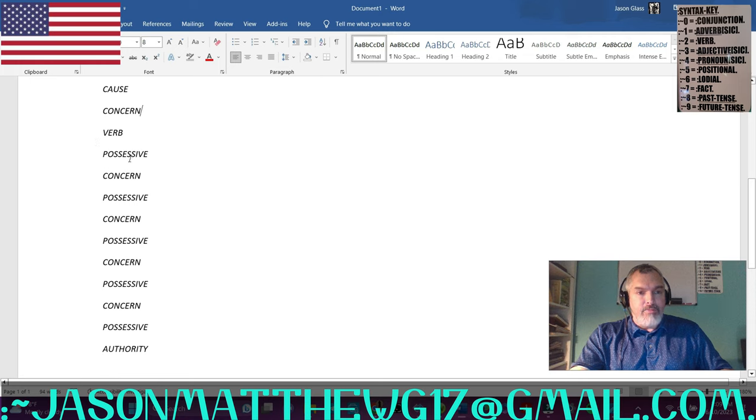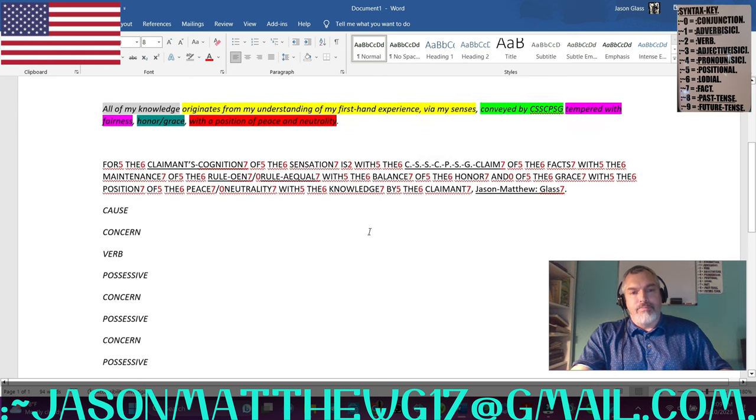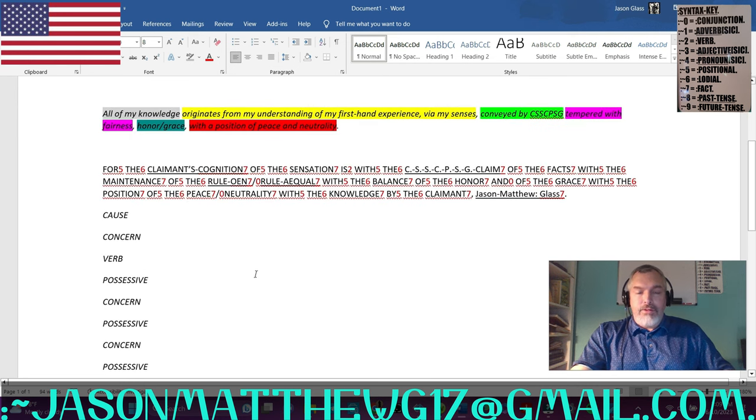And here it is mapped out. Cause, concern, verb, possessive, concern, possessive, concern, possessive, concern, possessive, concern, possessive, authority. For the facts, of the facts, are, with the facts, of the facts, with the facts, of the facts, with the facts, of the facts, with the facts, of the facts, with the facts, by the facts. And that's your map for how to translate a complex, correct sentence structure.